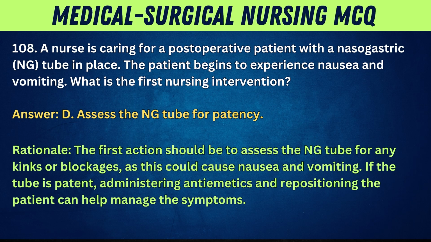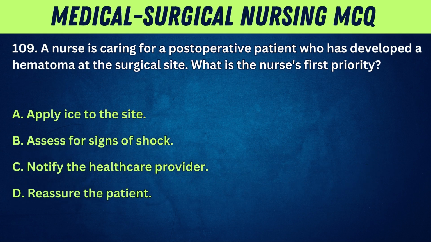Rationale: the first action should be to assess the NG tube for any kinks or blockages, as this could cause nausea and vomiting. If the tube is patent, administering antiemetics and repositioning the patient can help manage the symptoms. 109. A nurse is caring for a postoperative patient who has developed a hematoma at the surgical site. What is the nurse's first priority? A. Apply ice to the site. B. Assess for signs of shock. C. Notify the healthcare provider.